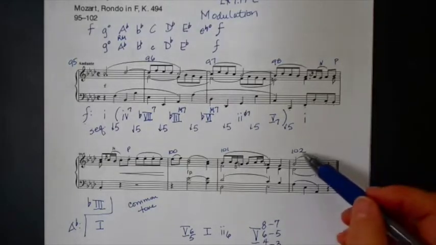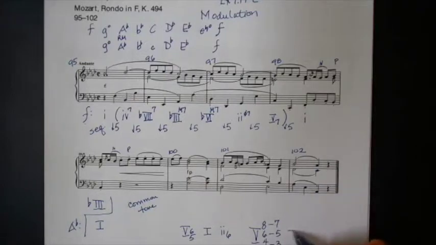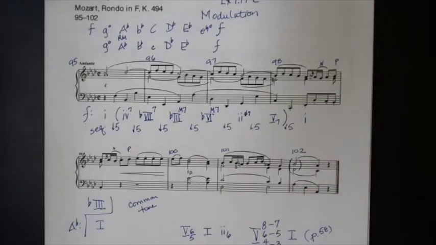In measure 102, the bass arrives on the downbeat of the measure on the E flat. Kaplan refers to that as the moment of cadential arrival. He refers to it on page 58. You can read up on that. The moment of cadential arrival is determined by the bass, not by melodic motivic content in the right hand or in the melody. So this is ornamented.